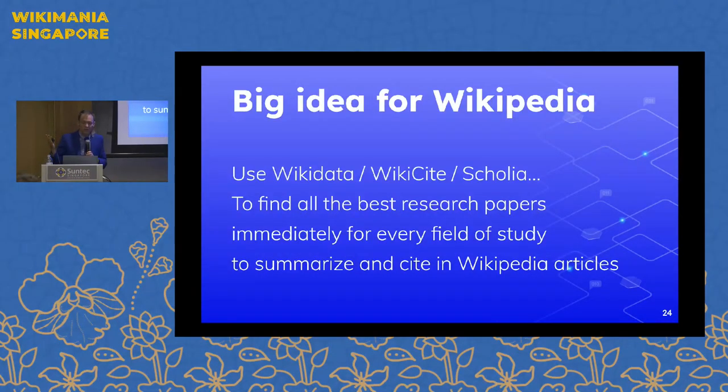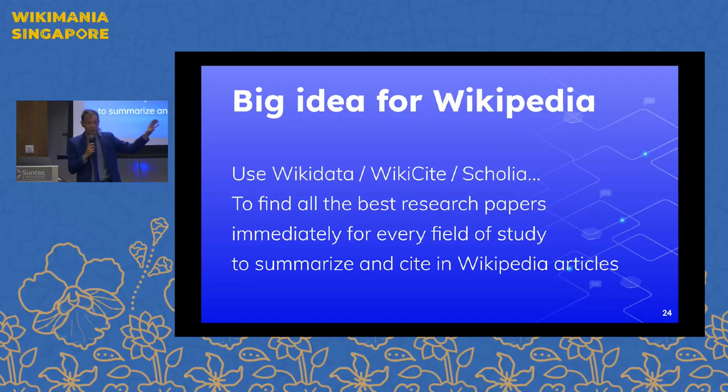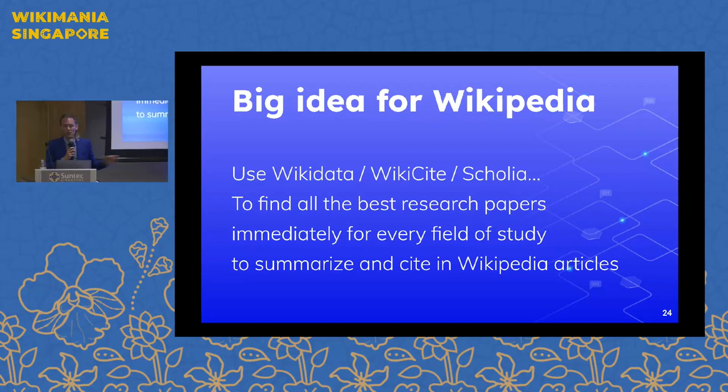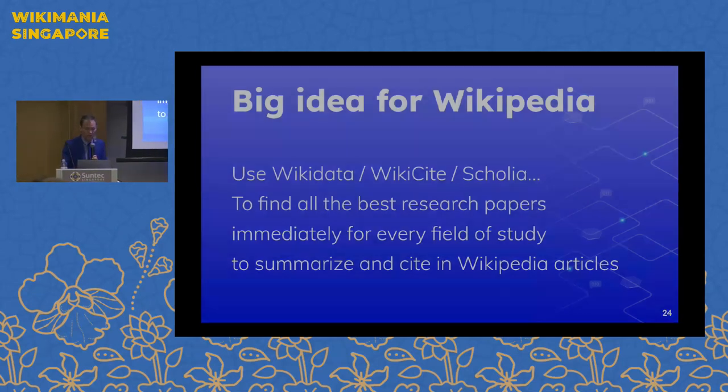What's the big idea for Wikipedia? If we can sort out access to the scholarly papers in the world, then at the bottom of every Wikipedia article, we can do all kinds of checks to make sure that the best sources for any given topic are cited in Wikipedia. We're talking about improving the quality of Wikipedia articles.